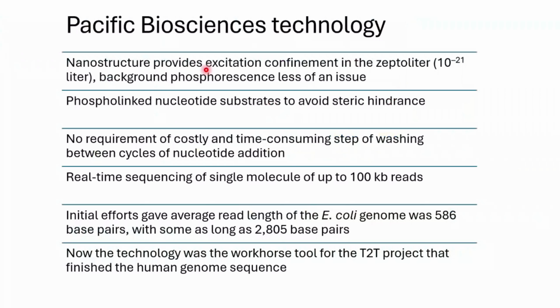So, some points about this. First, the nanostructure provides a confinement space for the reaction. This is what I just told you. The only problem is that it's super small. It's in the zeptoliter size, so that's quite small in terms of volume, 10 to the minus 21 liters in each one of those small spots.